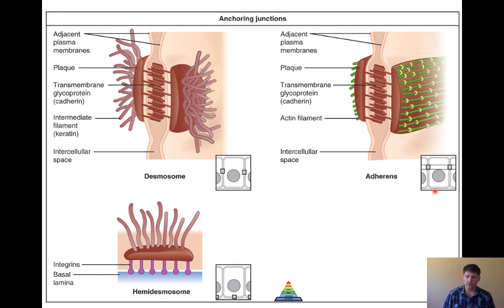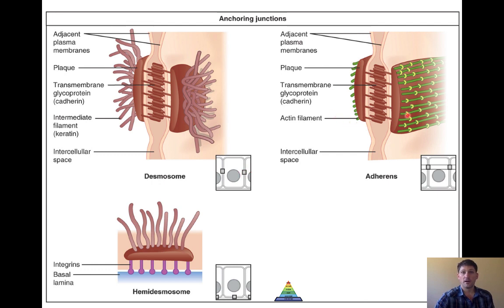Then we have anchoring junctions. There are three types. We already talked about desmosomes. Remember, we have our intermediate fibers. You remember intermediate fibers. We had actin, intermediate, and microtubules. These are going to help anchor those cells together. We can see these on the lateral portions of our cells.